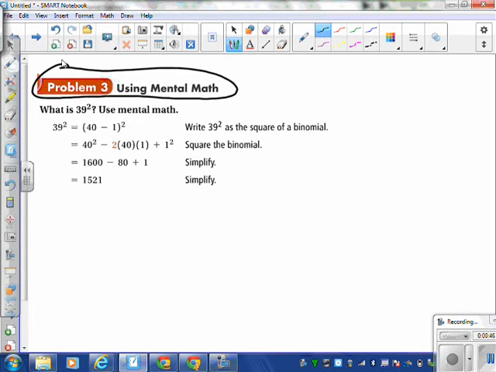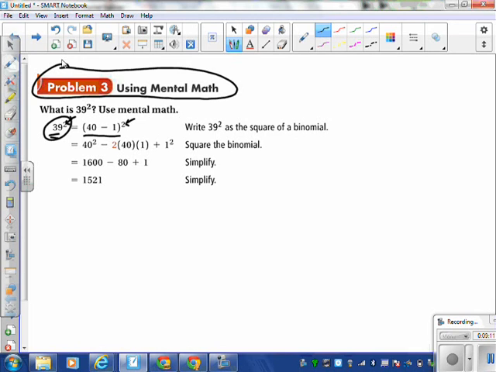Let's take a look at problem 3. Using mental math with a problem that looks like this, 39 squared. What's another way of looking at that? You take 39, you could say 40 minus 1 is 39. And I need to square that.